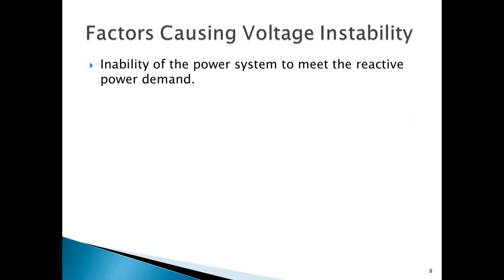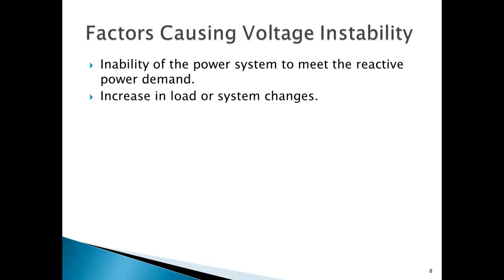Shortage of reactive power at heavy load condition may result in low voltage, and surplus of reactive power due to light load condition will result in overvoltage. Thus, reactive power imbalance will result in voltage instability. Hence, we can comment that reactive power plays a vital role in maintaining voltage stability in the power system.